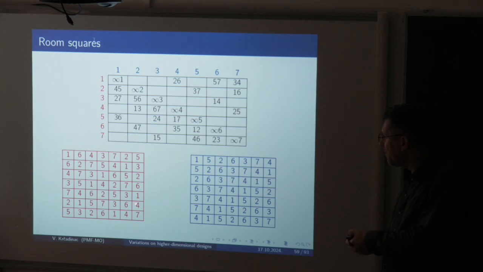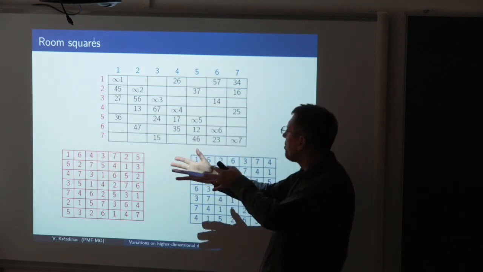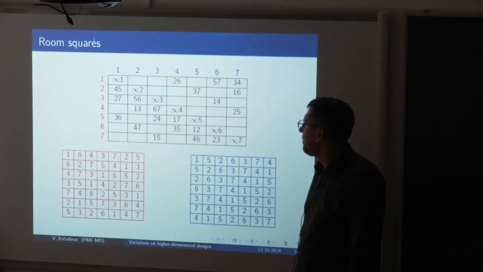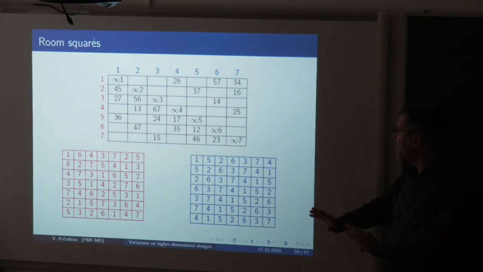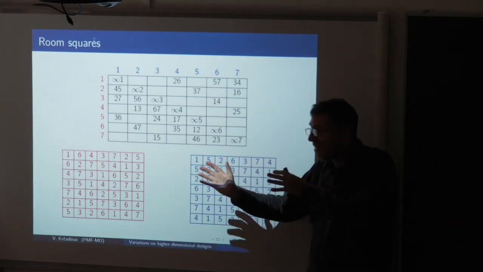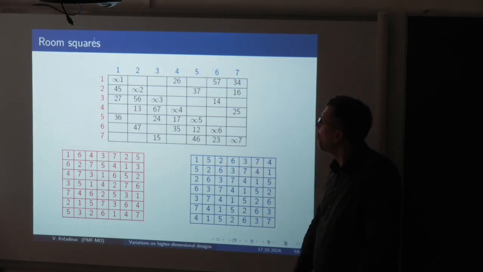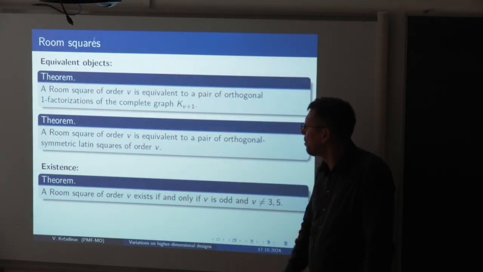So as they are symmetric, they can't really be orthogonal. If you have one pair appearing above the diagonal when you superimpose them, it's going to appear twice because it's also appearing below the diagonal. But apart from that, it's as orthogonal as symmetric Latin squares can get. This is what is meant by orthogonal symmetric Latin squares.